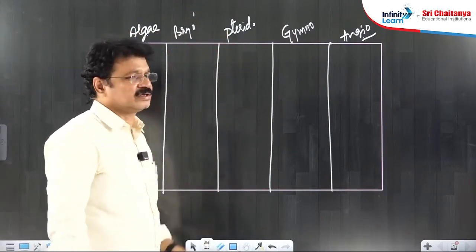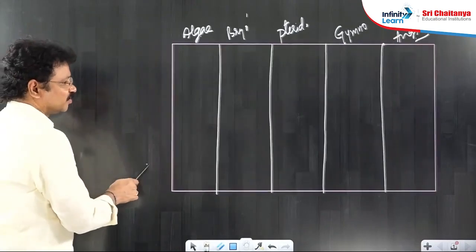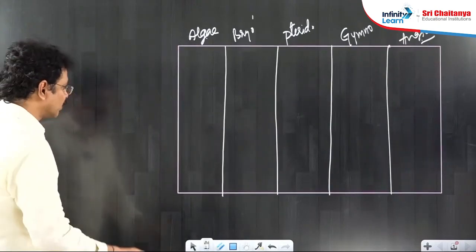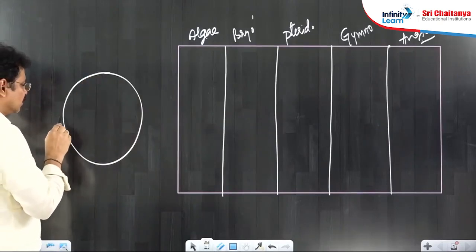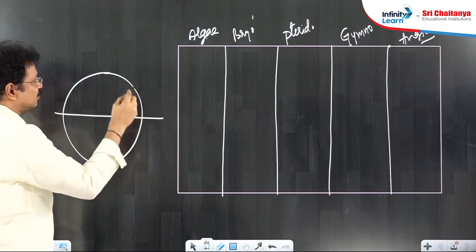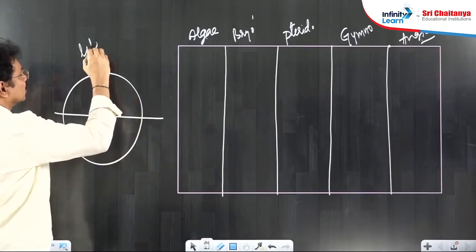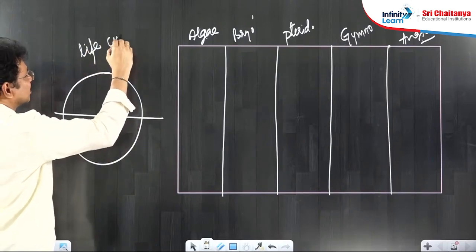Middle one, pteridophytes. I would like to explain one more important concept, but before going to that, you should learn what are the two phases in the life cycle of the plant body, or two generations in the life cycle of plants.